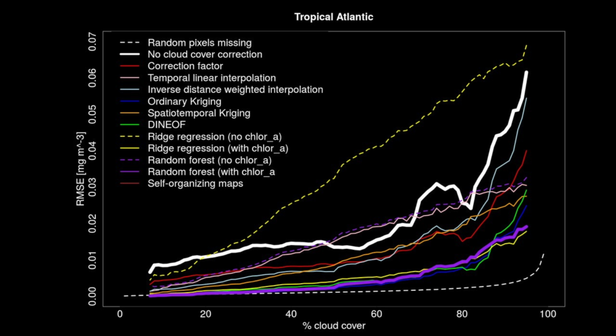This includes 2 of the regression algorithms, random forest and ridge regression, but only if they included interpolation features. As a test, I tried to run these algorithms without doing any interpolation, and that gave us, for example, the dashed yellow line that is much worse than not doing any correction at all.